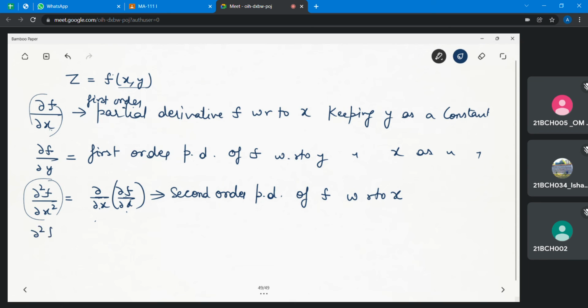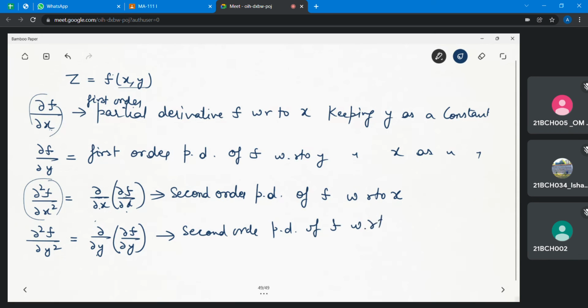Similarly, if I calculate del 2f over del y square, what does it mean? We have calculated the first order partial derivative with respect to y and then we are taking the derivative again. So this is called the second order partial derivative of f with respect to y.